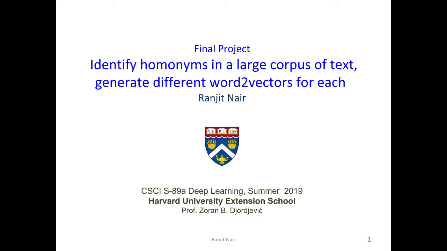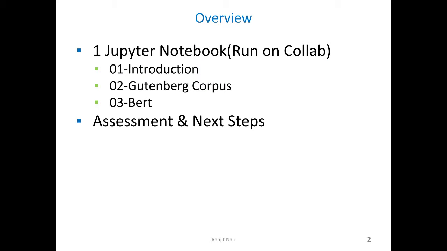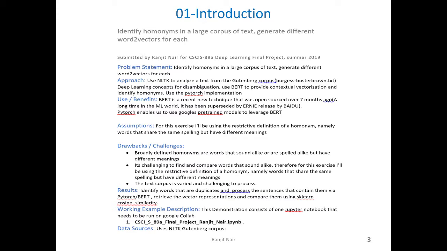I'm here to talk about my final project, identify homonyms in a large corpus of text and generate different word to vectors for each. The project has been created in a Jupyter notebook. I'll briefly go over what tools I've used to solve this problem, and finally what the next steps are.